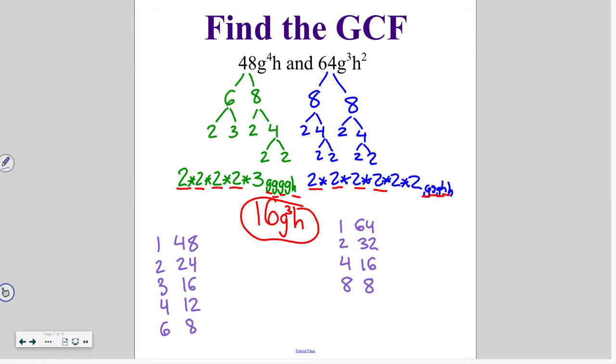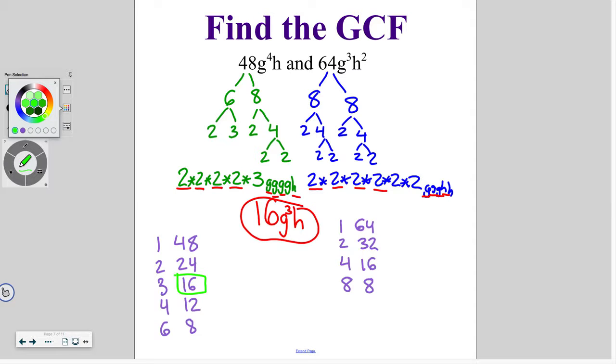So now if I'm looking at these two lists of purple numbers, I'm looking for the biggest number that they both have in common. So they both have 1, not the biggest, 2, but not the biggest, 4, not the biggest, 8, but not the biggest. 16 is the biggest number that can be found on both of those lists.